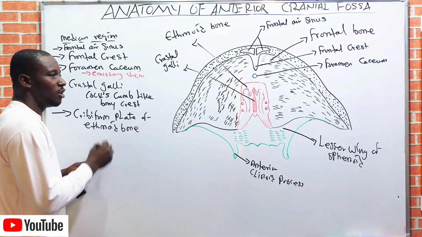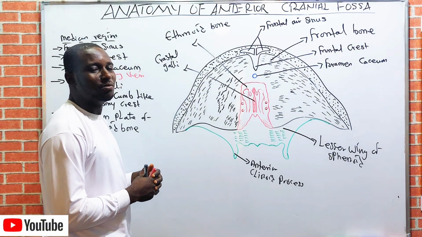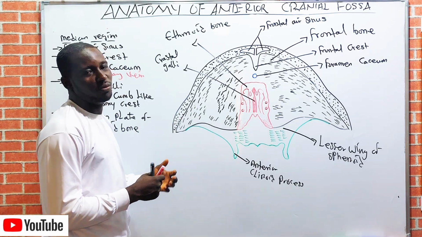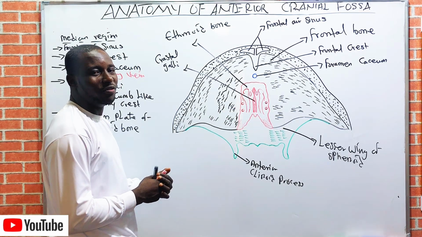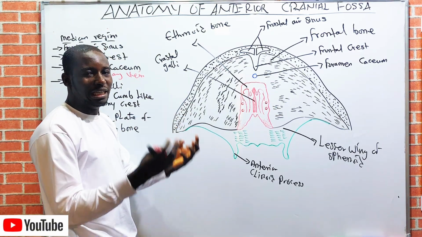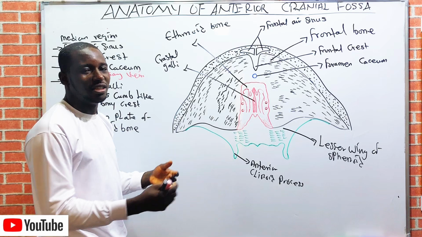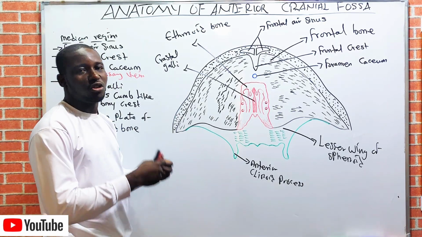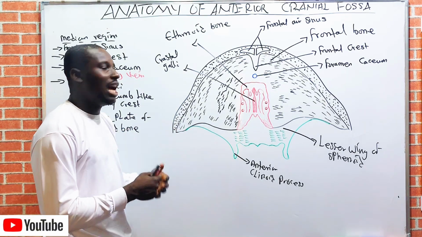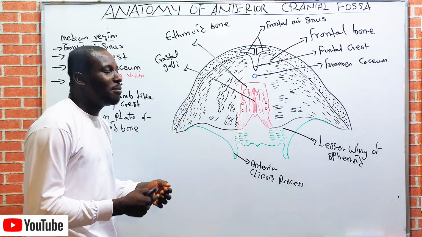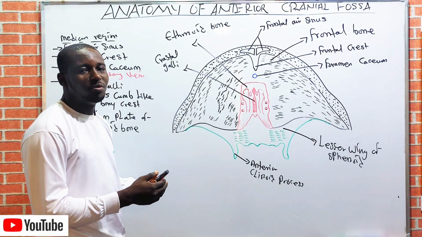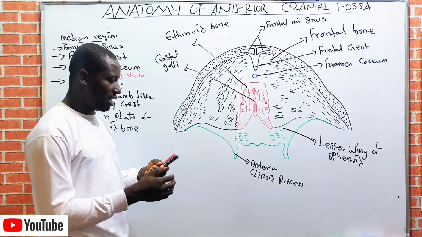The cribriform plate of the ethmoid bone is a very important bone. We call it a sieve-like cribriform plate. It is found on both sides of the crista galli. It has so many small foramina that transmit structures that communicate between the cranial cavity and the nasal cavity. The first foramen it has is the cribriform foramen, or the nasal slit. The cribriform foramen transmits the olfactory nerve.